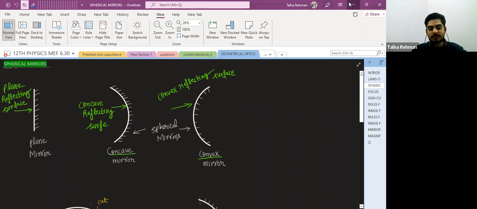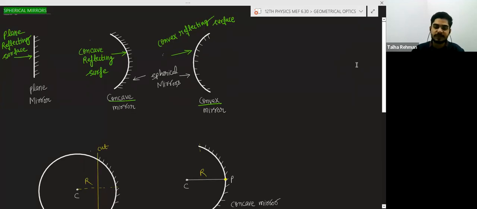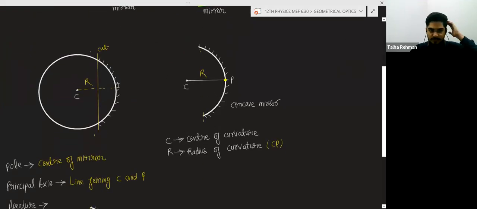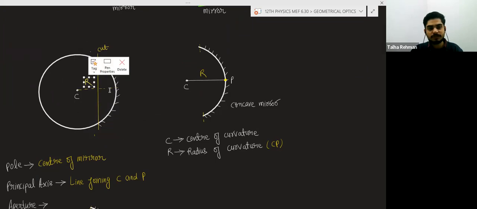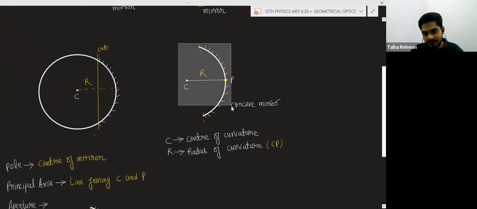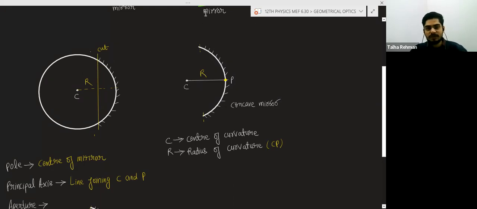So basically, spherical mirrors are the mirrors made from spherical surfaces. You can see here, this is the spherical surface, and it is polished from this side, and you have cut out this portion. Basically, this is the concave mirror you get. This is the polishing.